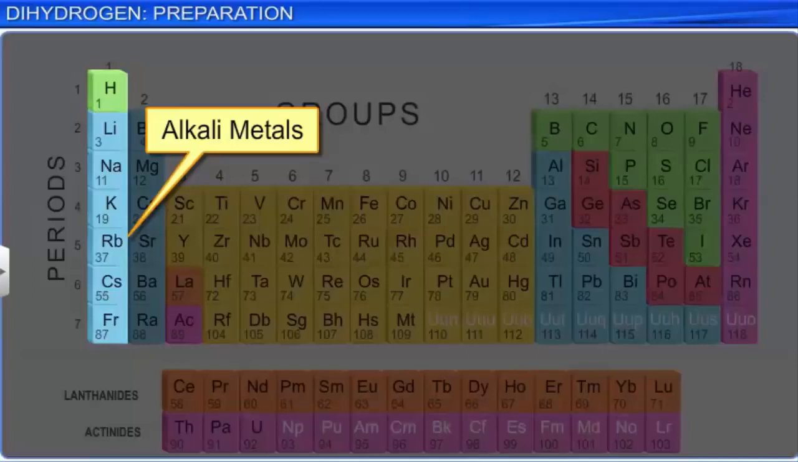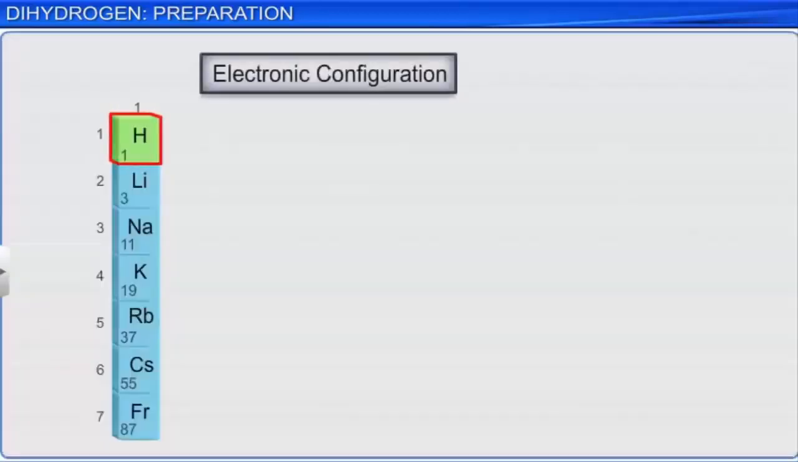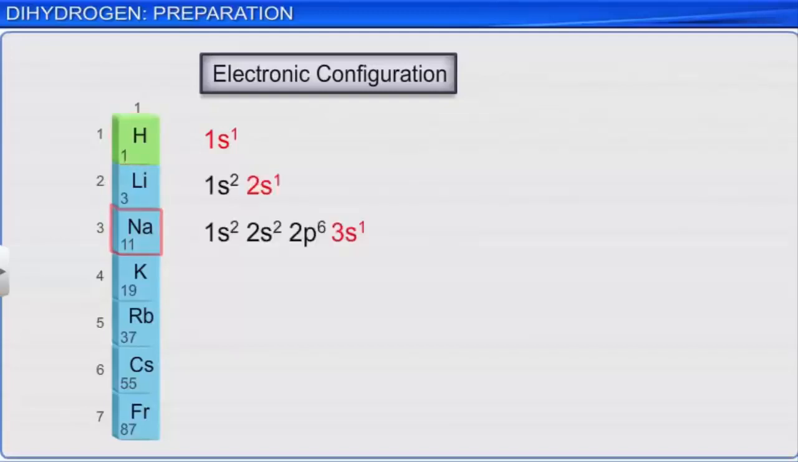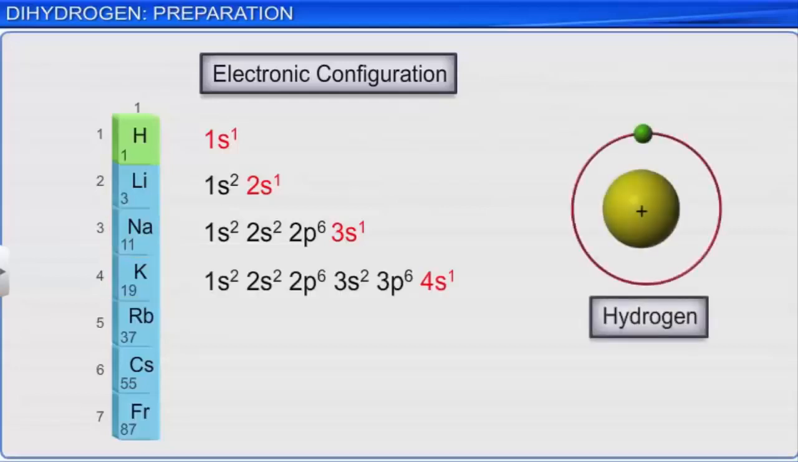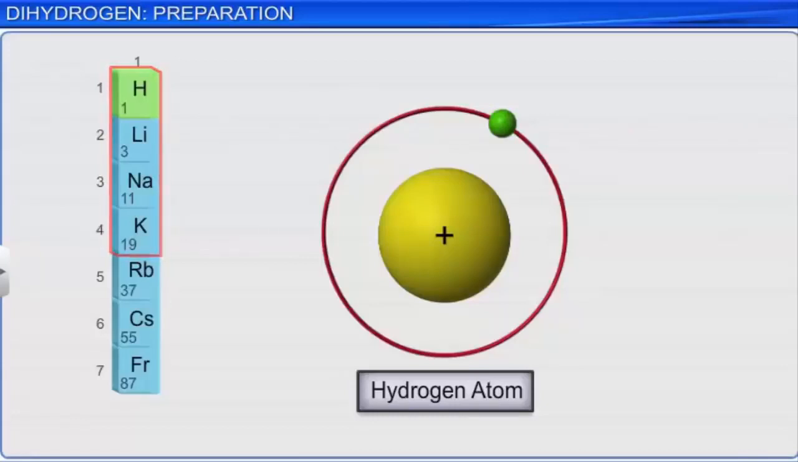Its electronic configuration is 1s1. Therefore, like the alkali metals, lithium, sodium, and potassium, hydrogen also has only 1 electron in its outermost shell. Due to this, these elements possess similar electropositive character, allowing them to readily lose an electron to form positive ions.